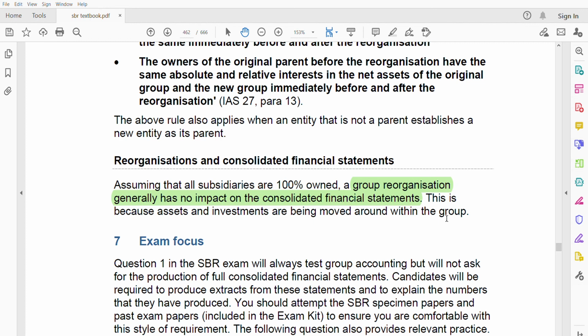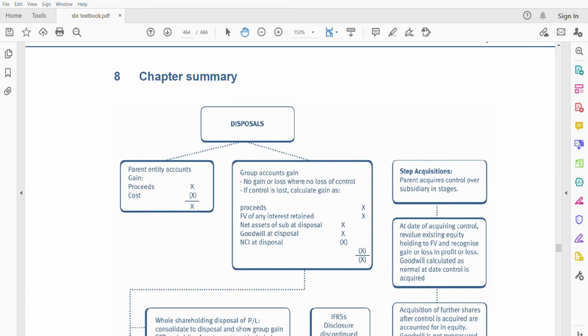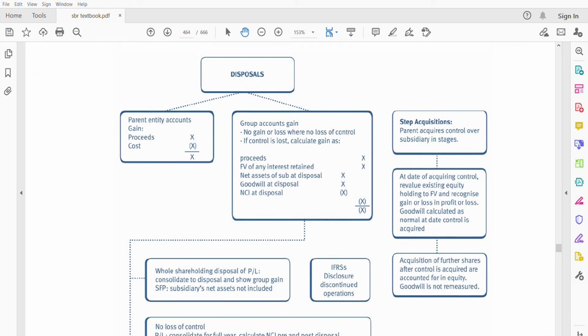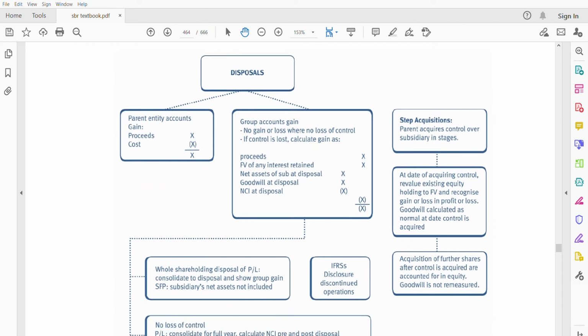Okay. So now let us summarize what we went through, and then in the next video, part 2, I will be testing your understanding. So, disposal. You have to calculate a gain or loss if you have lost control. This is the way to calculate: the proceeds minus the cost.